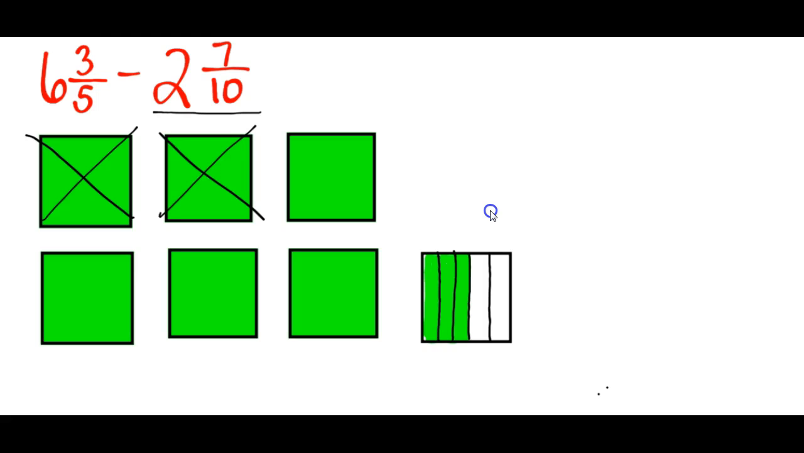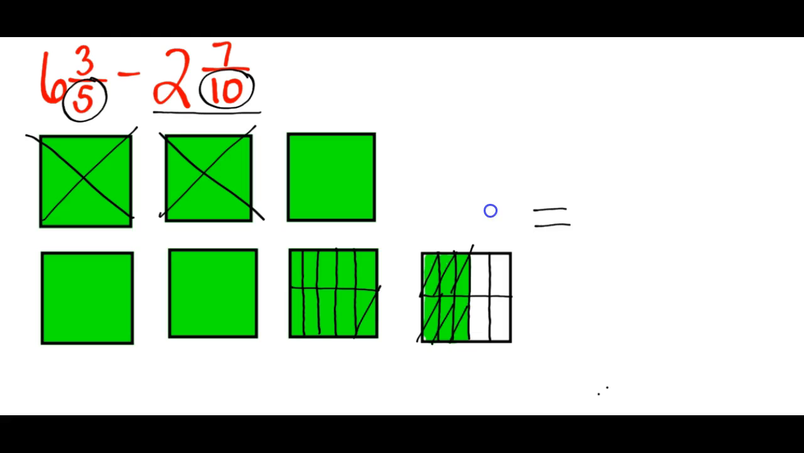Now, I just happened to notice that 10 is actually a multiple of 5. So I can take this last box and turn it into tenths, but I still don't have enough to take 7. So I'm going to make this box into tenths, because that's what I'm taking away. And I'm going to go ahead and take away 7. So 1, 2, 3, 4, 5, 6, 7.